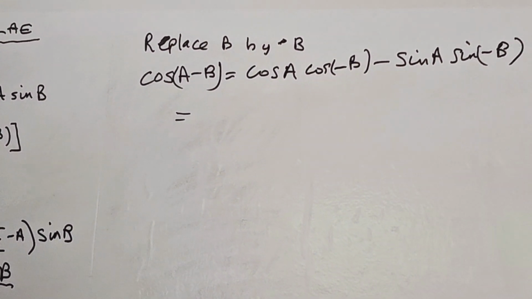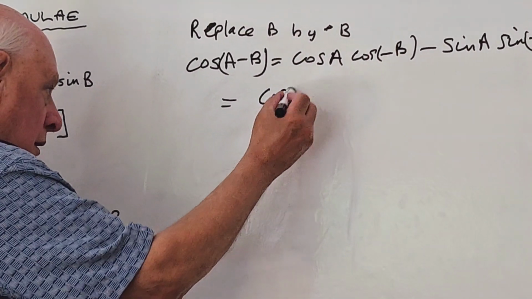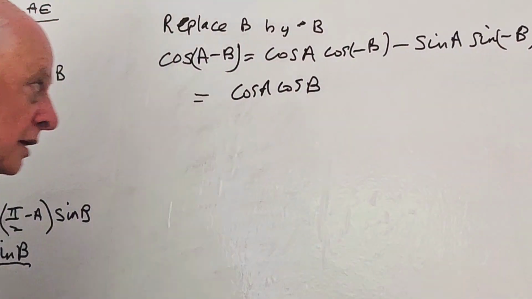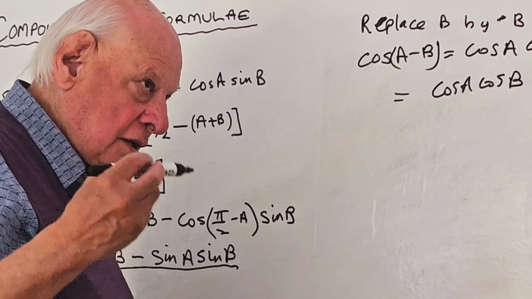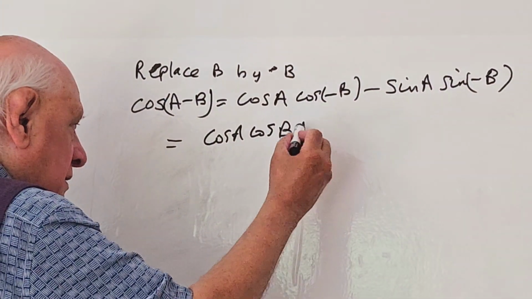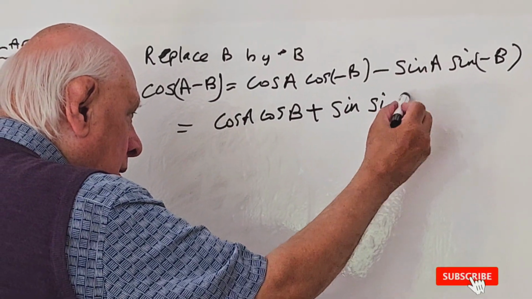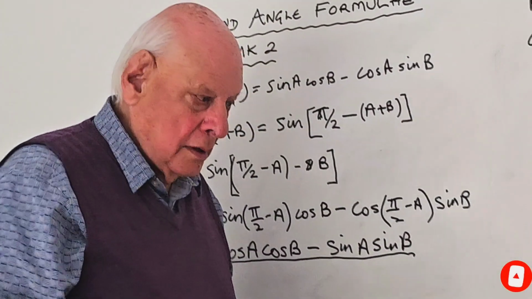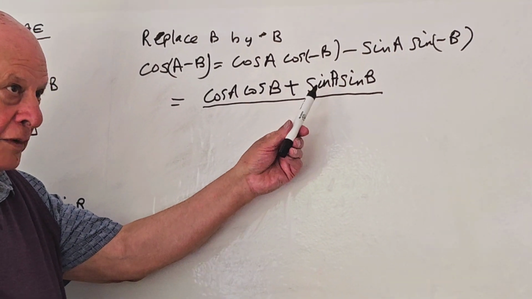Right. Now, cos of minus B is the same as cos of B. So that's cos A cos B. And sine of minus B is minus the sine of plus B. So minus times minus gives us a plus sine A sine B. And that's everything complete. Finished. I missed out the letter A over here. I've now made the correction.